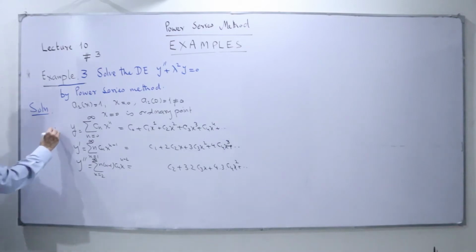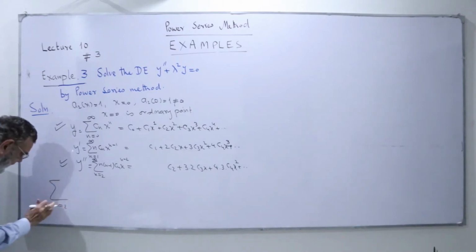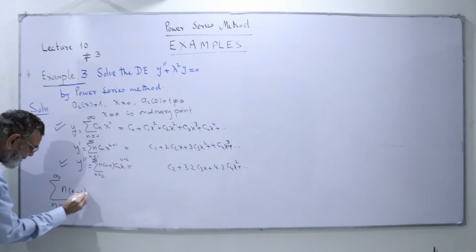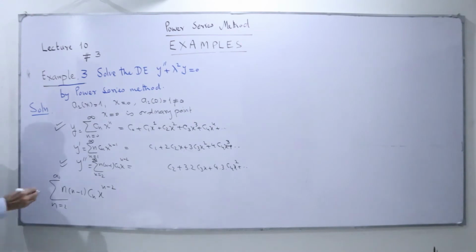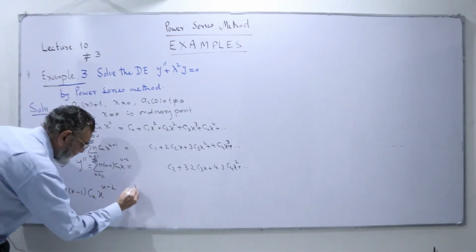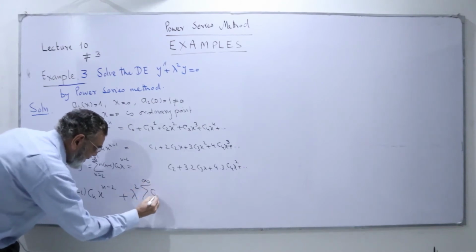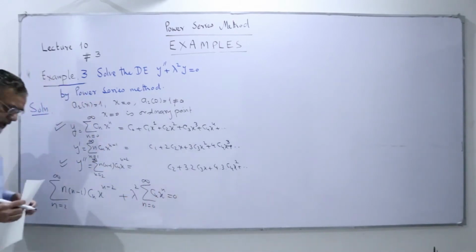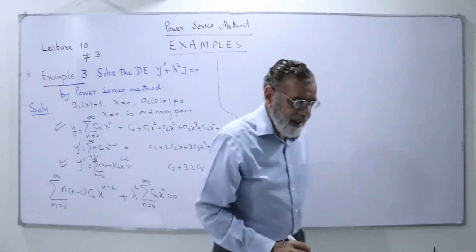Now we substitute the value of y and y double dash in our differential equation. We get here sigma n is from 2 to infinity n into n minus 1 Cn x to power n minus 2. This is y double dash plus lambda square sigma n is from 0 to infinity Cn x to power n equal to 0. As I mentioned last time, in this equation there is no coefficient which is x, so we don't need to take anything inside.